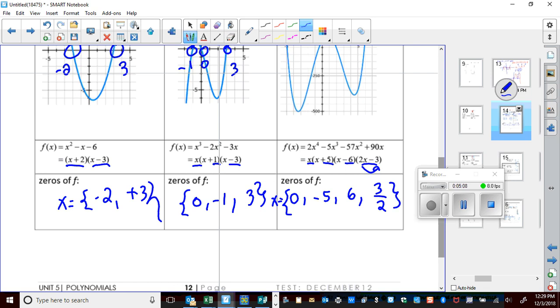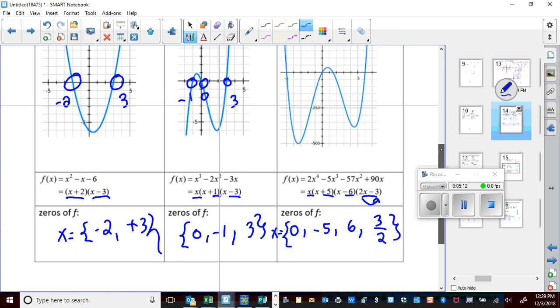Or 1.5. So if I go through and circle and just check, do I have one at 0? Here it is. Do I have one at -5? Yes. Do I have a 0 at 6? Yes. Do I have a 0 at 1.5? Yes, it's right here. Okay? Don't make it any harder than that.